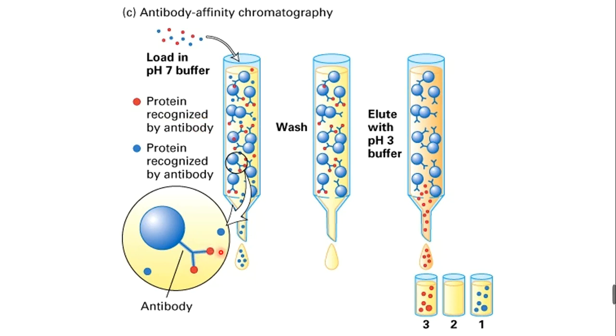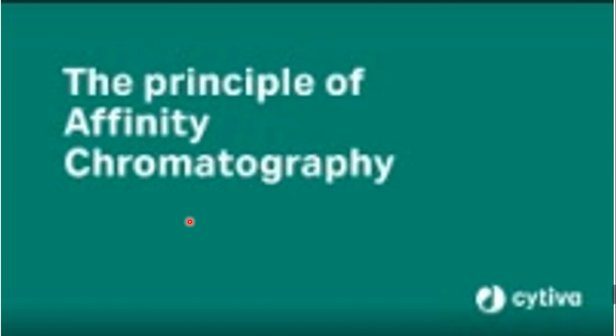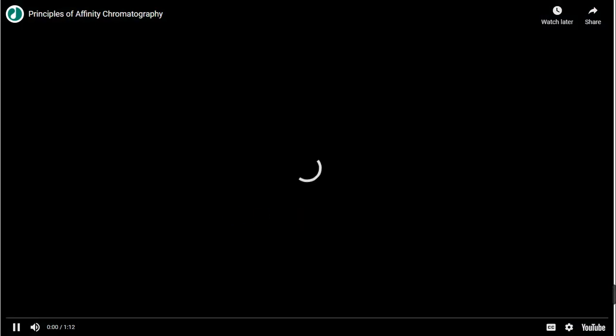Only this one will bind, and you can see here the blue one, the protein recognized by the antibody. That means the other one cannot be bound. So this is very specific. And you can separate specific molecules, and the specific molecules can be separated by washing, then removal. So this is the principle, just have a look.